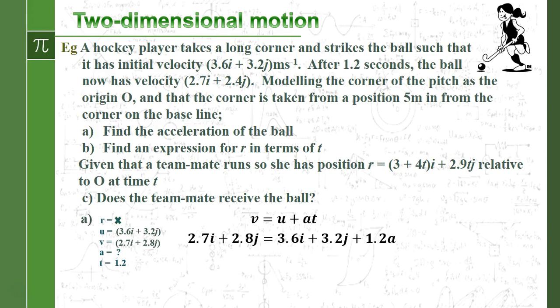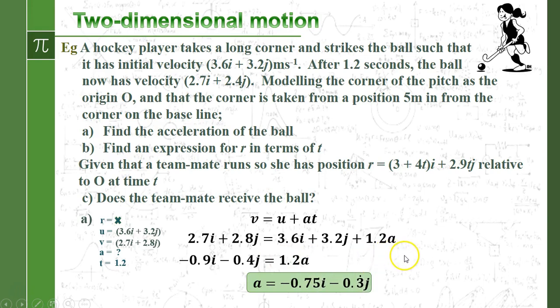There we go. So put in the values, and now we've just got to rearrange for a as normal. So we're going to move 3.6i and 3.2j over to the other side. There they go. And now do the divide. And there we go. We've got acceleration in terms of the two components. -0.75i - 0.3 recurring, or 1/3, j.